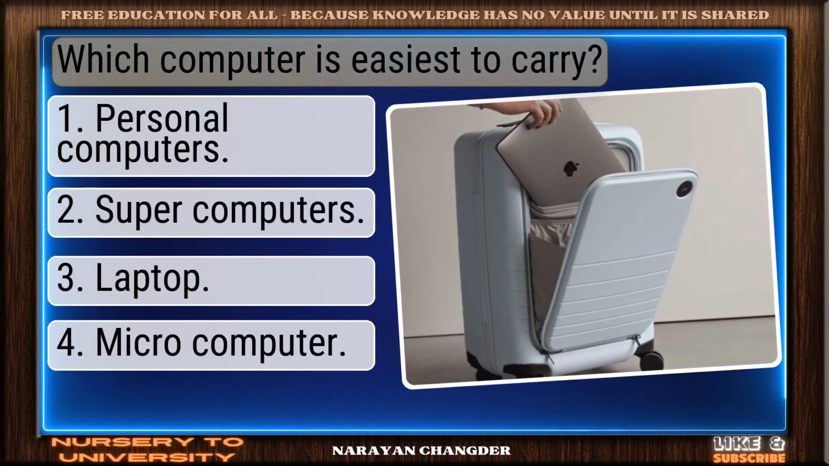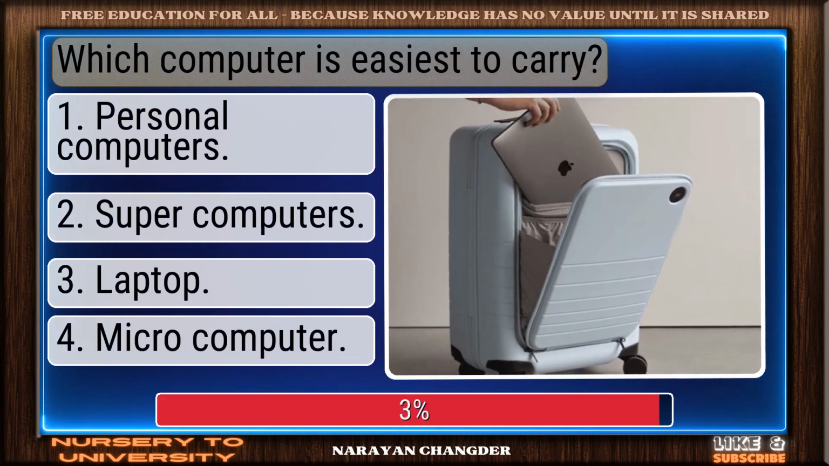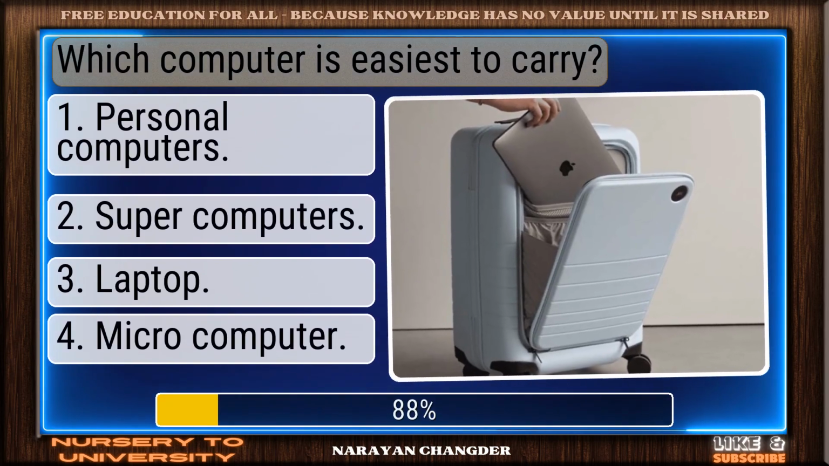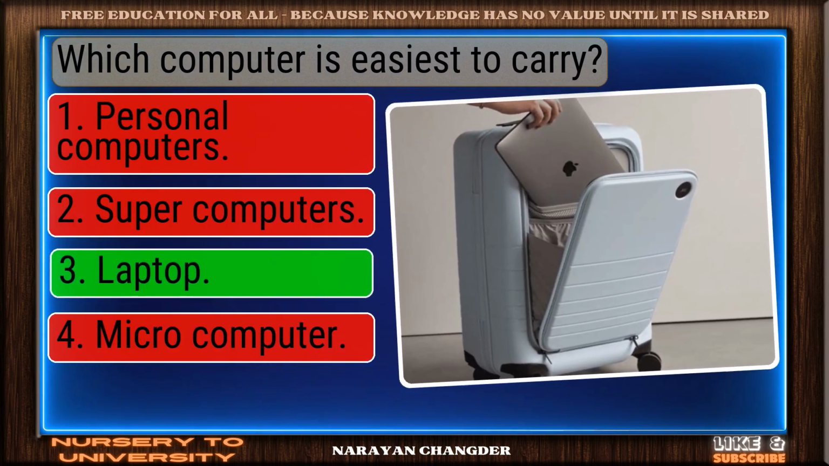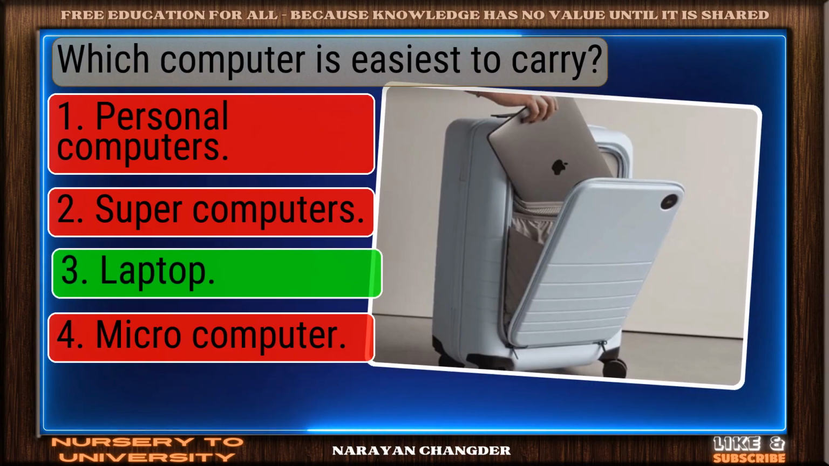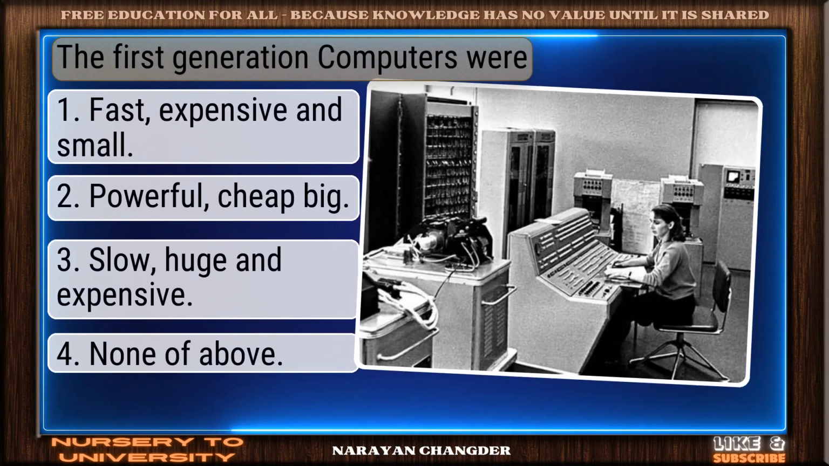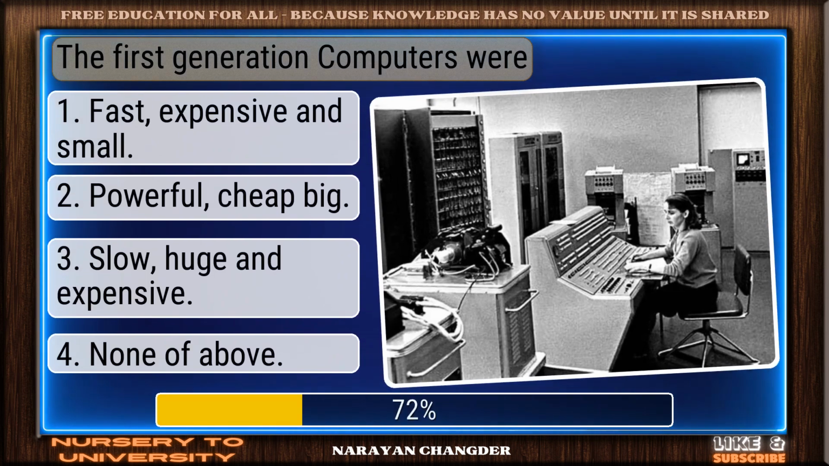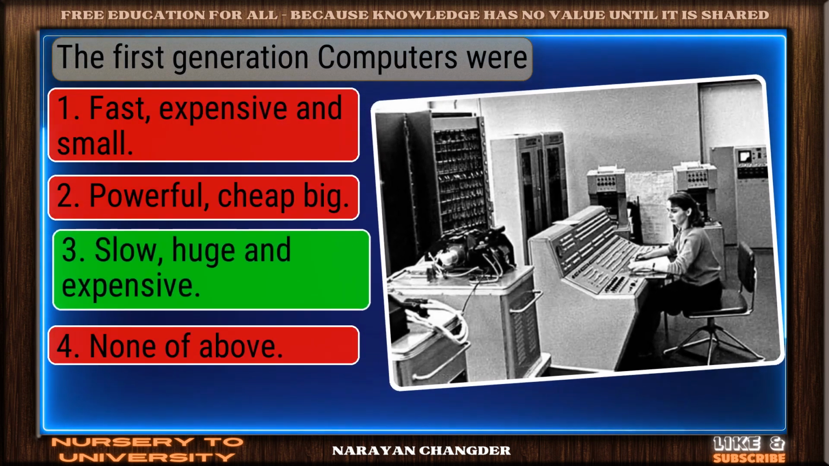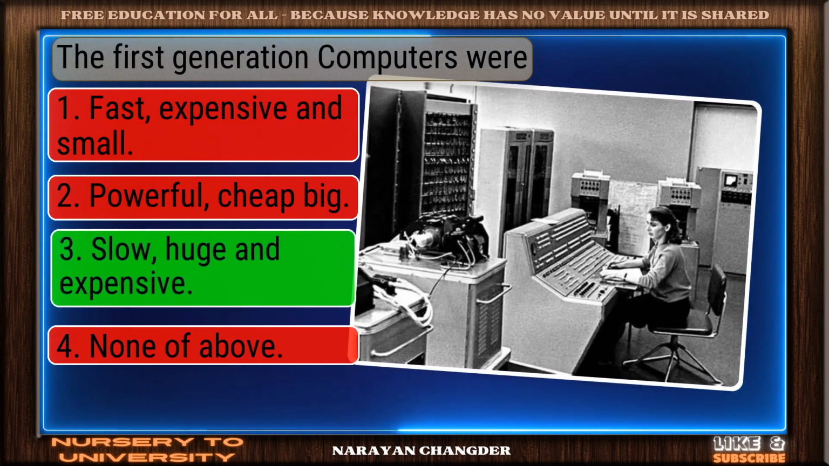Question number 57. Which computer is easiest to carry? Excellent. Laptop is a brilliant choice. Question number 58. The first-generation computers were. You chose slow, huge, and expensive, and it is correct.